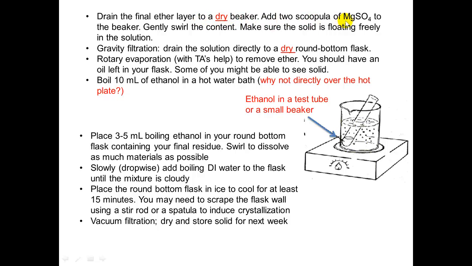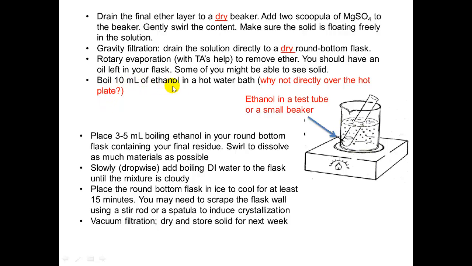Add 2 scoopulas of magnesium sulfate to dry the ether layer. Gently swirl the content. Make sure the solid is floating freely in the solution. Set up gravity filtration and drain the solution directly to a dry round bottom flask. Rotary evaporation to remove ether. You should have an oil left in your flask. Some of you might be able to see solid. At this point, set your flask aside.